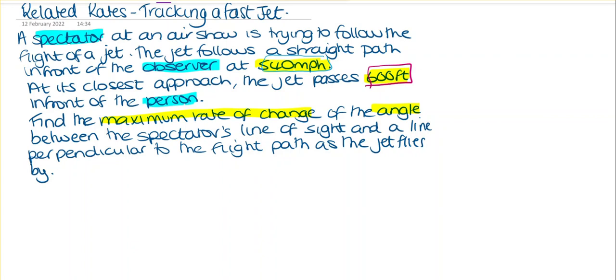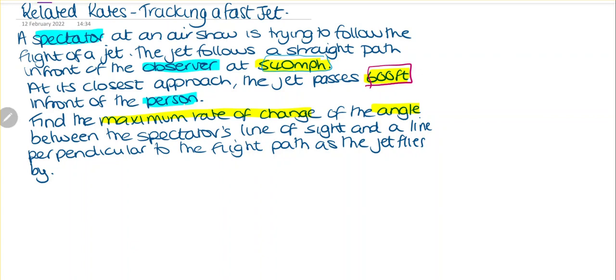So another related rates question, tracking a fast jet. A spectator at an air show is trying to follow the flight of a jet. The jet follows a straight path in front of an observer at 540 miles per hour. At its closest approach, the jet passes 600 feet in front of the person. Find the maximum rate of change of the angle between the spectator's line of sight and a line perpendicular to the flight path as the jet flies by.